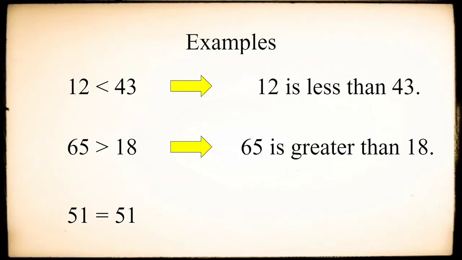Now let us look at another example. So here an equal to sign is used as both the numbers are same and equal. So we can say that 51 is equal to 51.